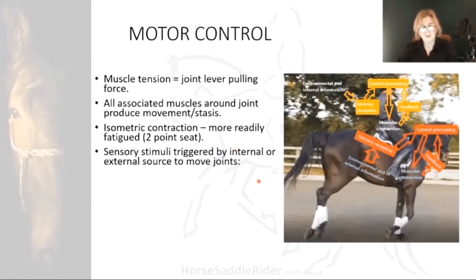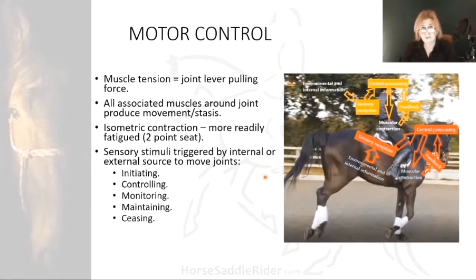And sensory stimuli are triggered by internal or external sources to move the joints. So it can be gravity from externally or proprioception internally, which do the initiating of movement, the controlling of movement, the monitoring of movement, the maintaining of movement, and the ceasing of movement.